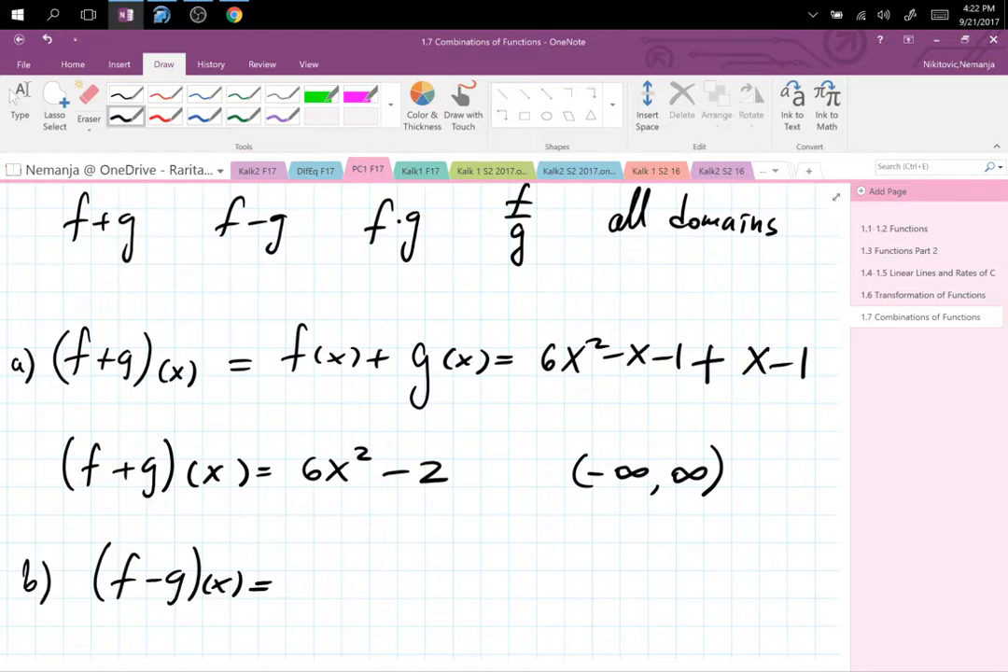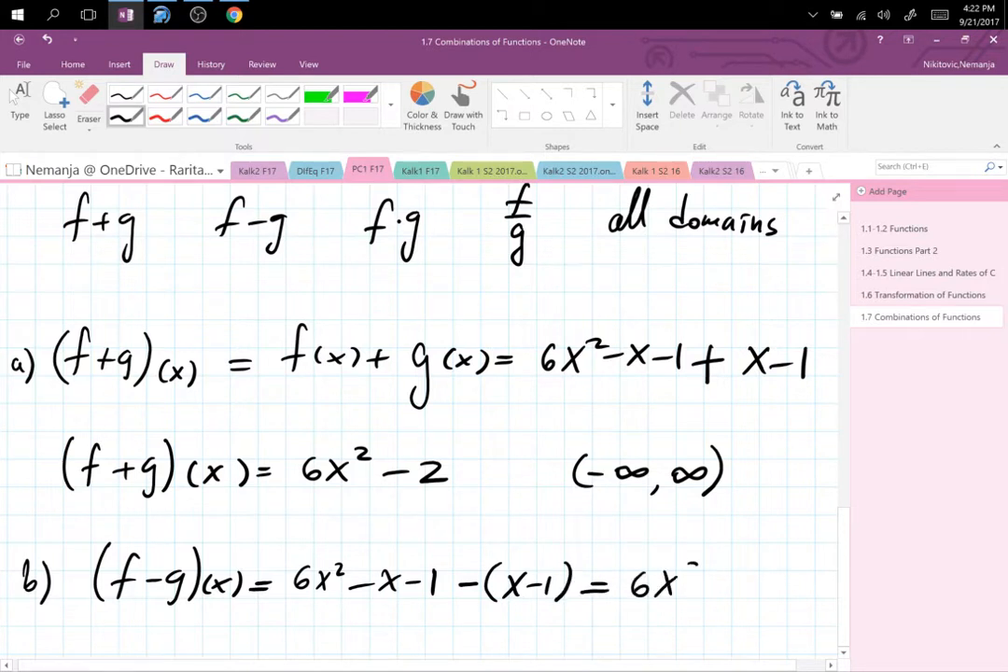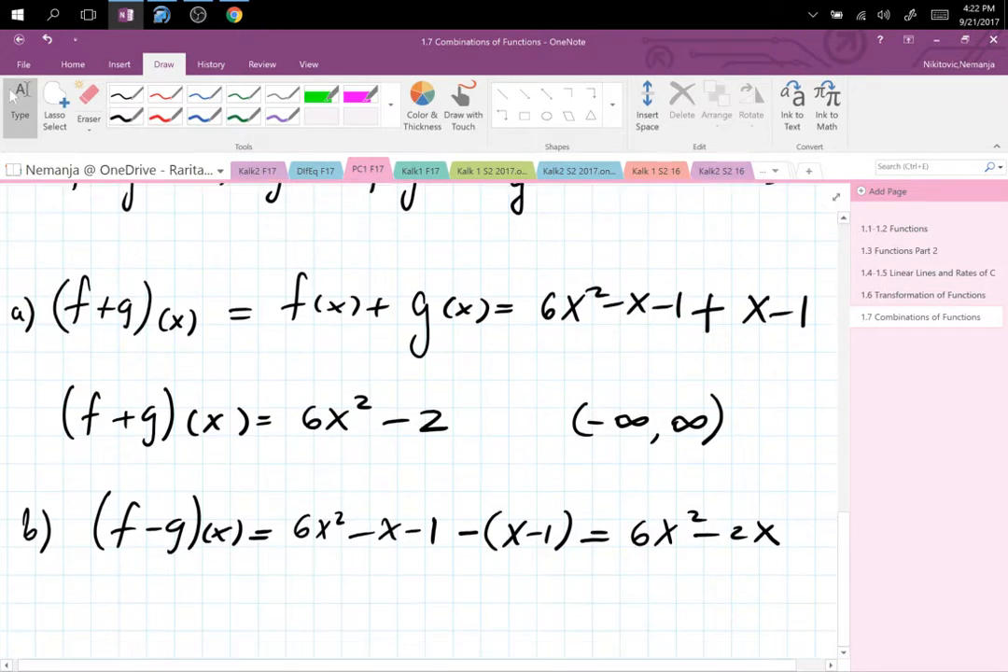All right. So 6x squared minus x minus 1 minus, and now in parentheses, x minus 1, which gives us 6x squared minus 2x, and then -1 plus 1 cancels to 0. Again, domain, all the real numbers.